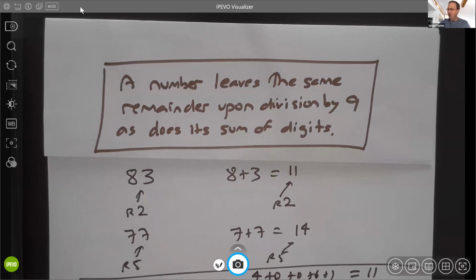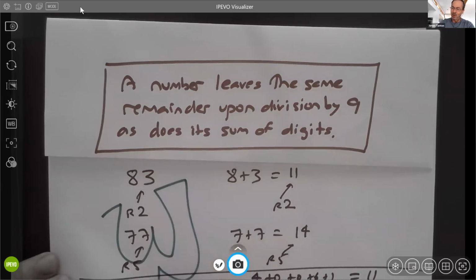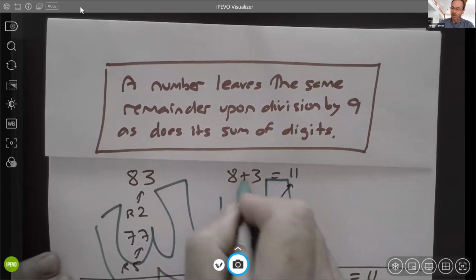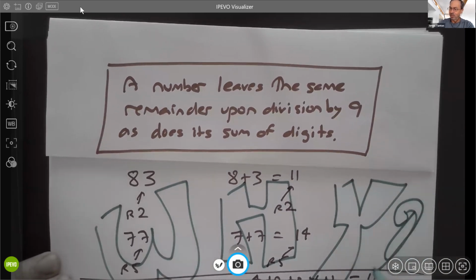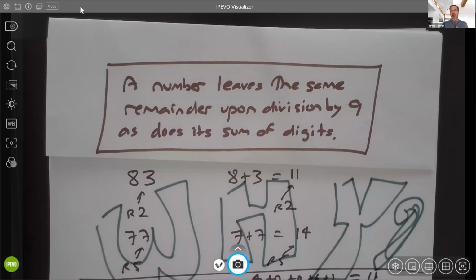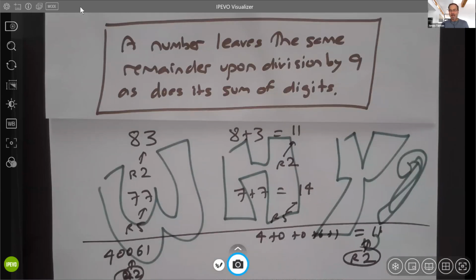So here's the big question for today. Why does this work? Big, messy why. So that means we need to understand division. And that's today's focus, to understand division.